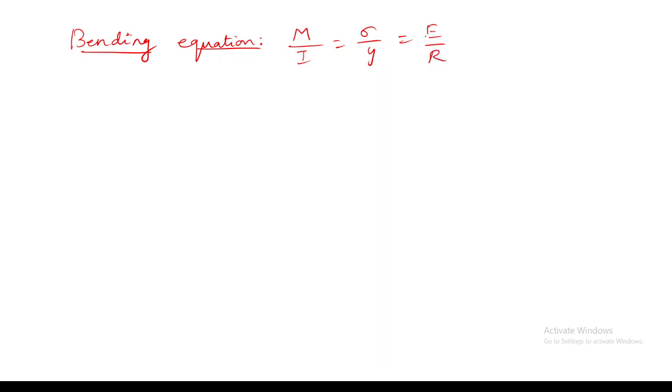So here M is the bending moment. I is the second moment of inertia, or second moment of area, or moment of inertia. Here I will write moment of inertia, MOI. I am writing in short form. And then sigma here is the bending stress.